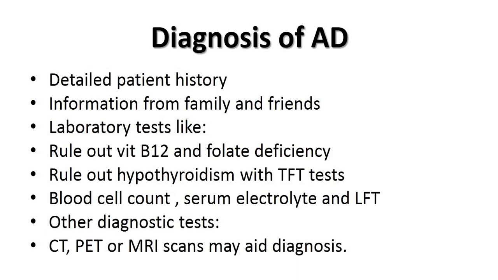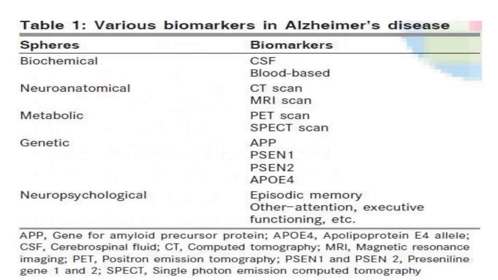What are the biomarkers in Alzheimer's disease? Again, MCQs can be asked from this area. There are various biomarkers in Alzheimer's disease. Some of the biomarkers are biochemical. Biochemical markers are CSF, cerebrospinal fluid. These are blood based markers. Then you have neuroanatomical markers, that is CT scan and MRI, neuroanatomy.